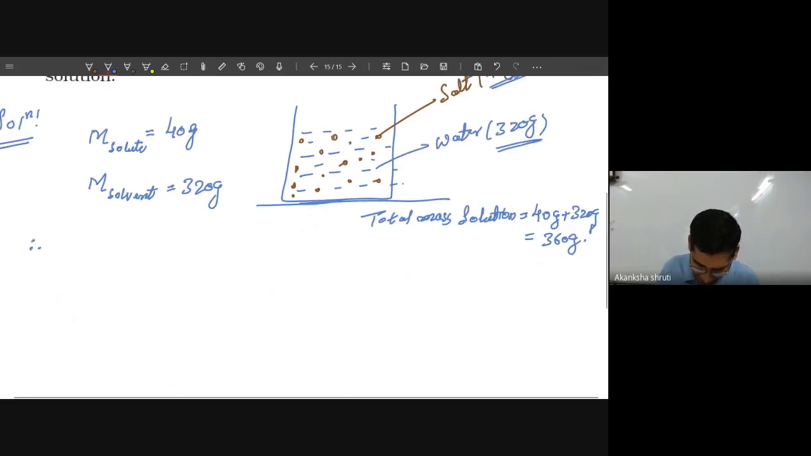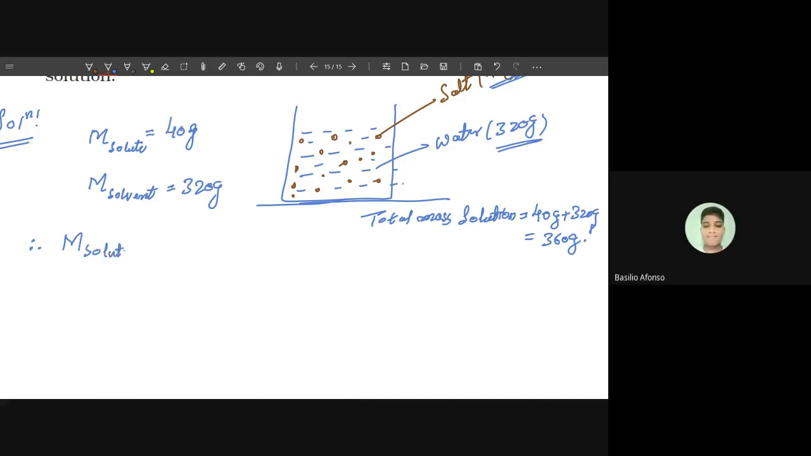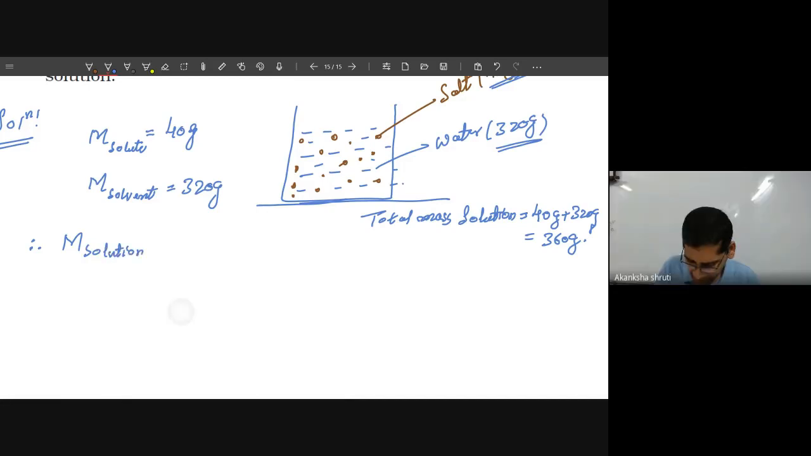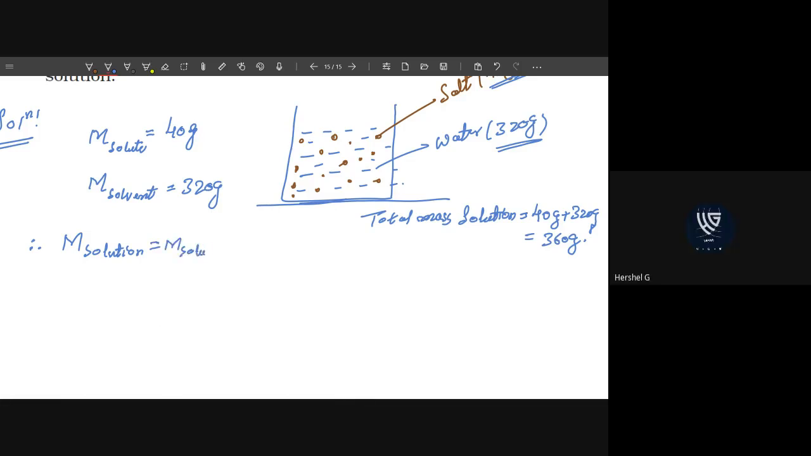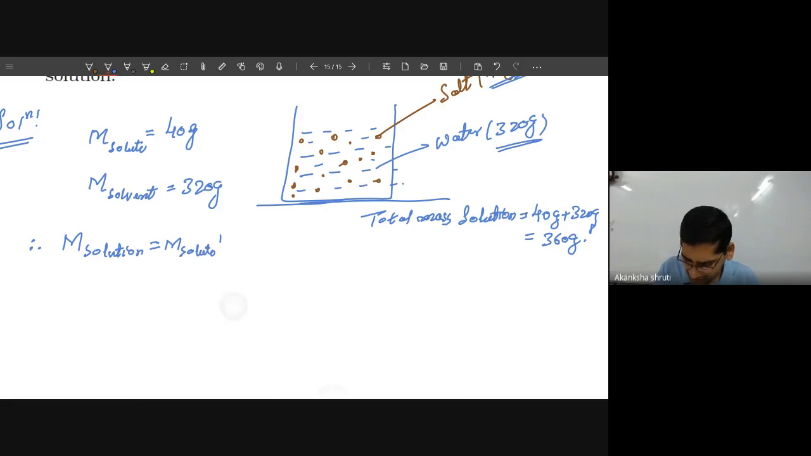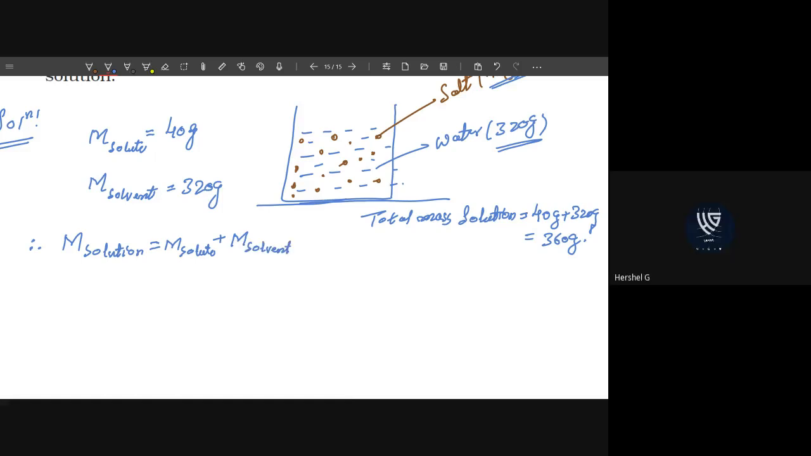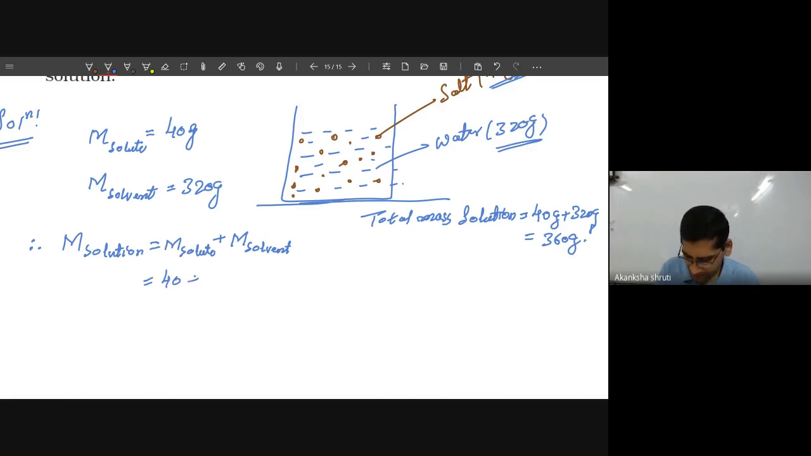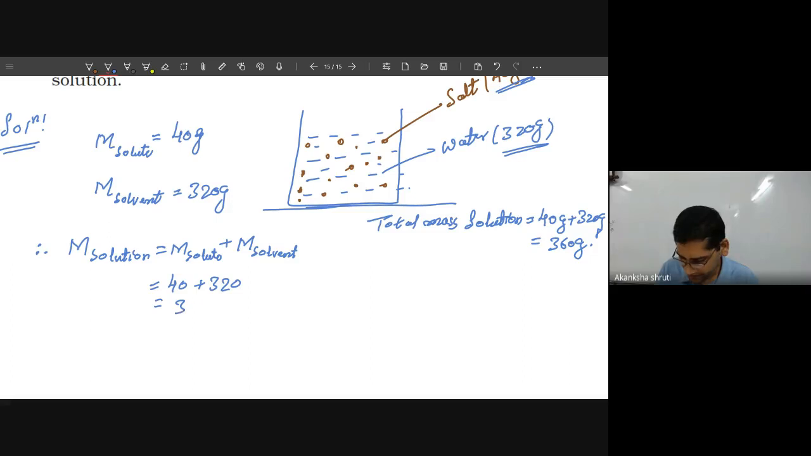Therefore, mass of solution is equal to 360 gram. Write it properly; writing properly is equally important. Mass of solute is 40 gram, mass of solvent is 320 gram. Therefore, it is 40 plus 320, which gives us 360 gram.